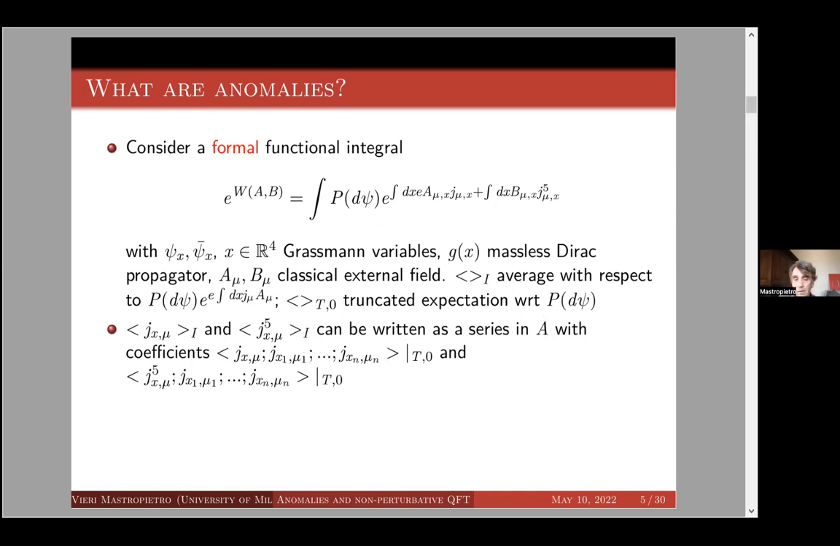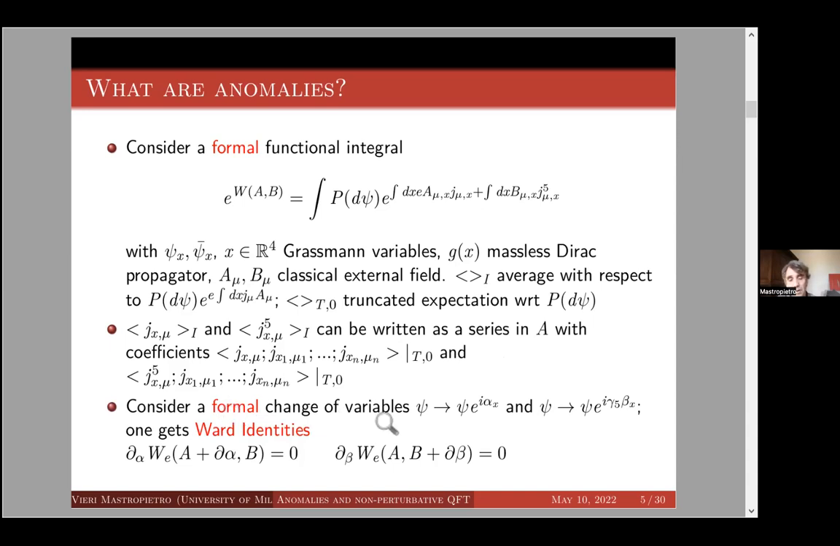Now you can do a formal change of variables, and then you get Ward identities, which are these ones. You change A to A plus the derivative of alpha, and B to B plus the derivative of alpha, and then you get these identities. It is very easy to do this computation. You simply make the change of variables, and P(dψ) produces terms like A, so you can absorb them into A.